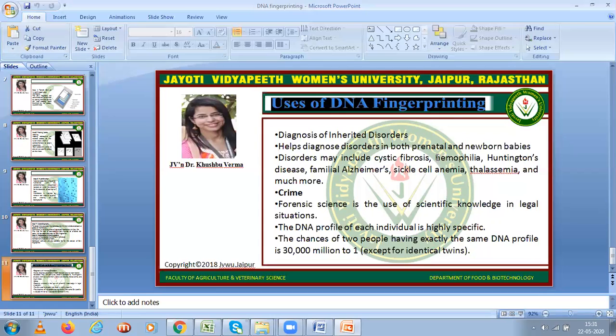It can help solve crimes, as forensic science is the use of scientific knowledge in legal situations. The DNA profile of each individual is highly specific. The chance of two people having exactly the same DNA profile is 30,000 million to 1, except for identical twins. So these are the uses of DNA fingerprinting, and this is a sum up of this session.